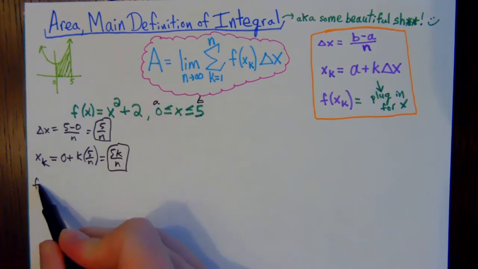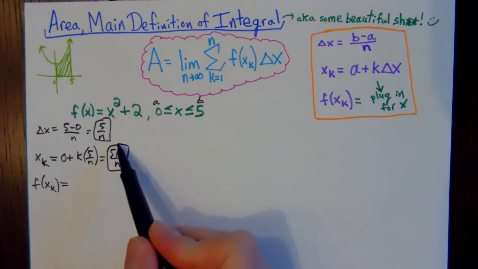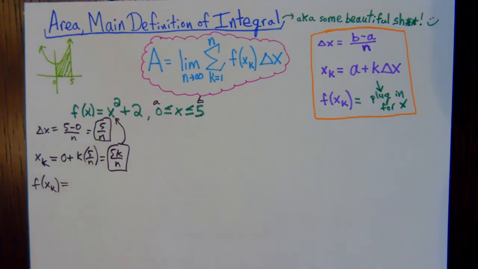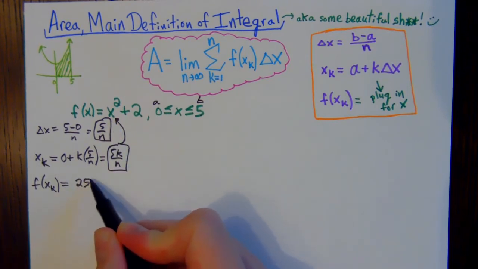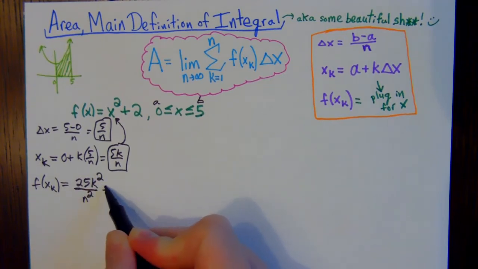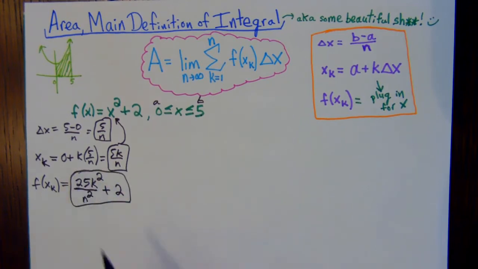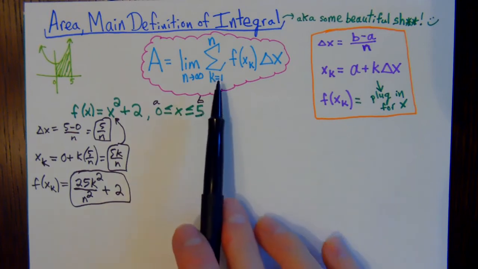And then what you need to do now is find f of x sub k, which means you need to take whatever you got for the x sub k, plug that in for all the x's into that original equation. So when I plug it in there and then I need to square it, I'll square the top and the bottom. We'll get 25k squared over n squared plus the 2. Remember to carry down that plus 2. So there's our f of x sub k. So we need to find those things right away. And then after you find them, we're ready to go to the formula.